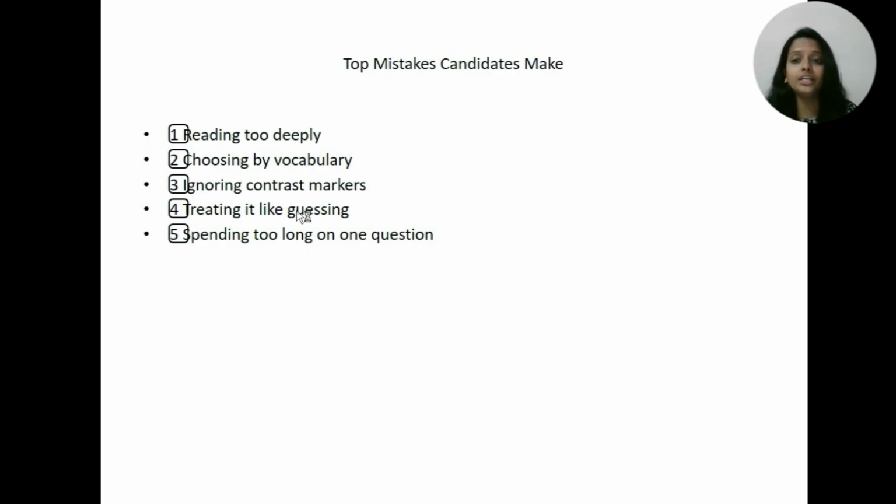And treating it like guessing. Yes, this is logic, not luck. And spending too long on one question. Yes, decision fatigue destroys accuracy. Use the blueprint and move on. And so remember, you are no longer rearranging sentences, you're reconstructing the mind of the writer. Keep this in mind and come up with high scores.